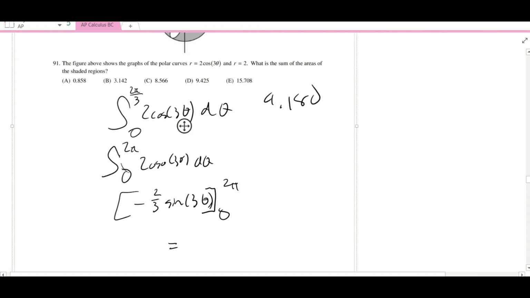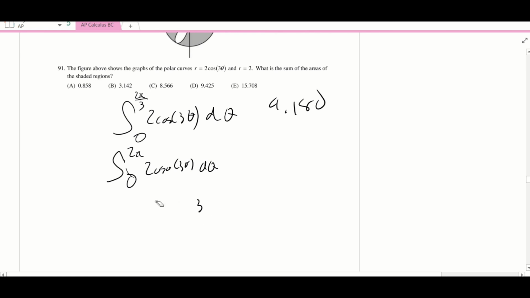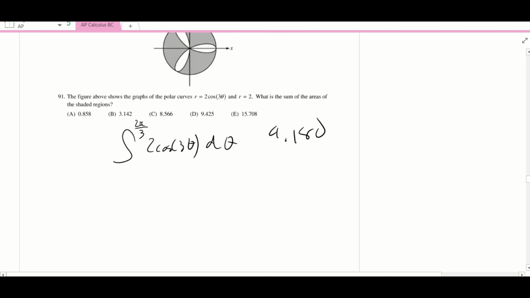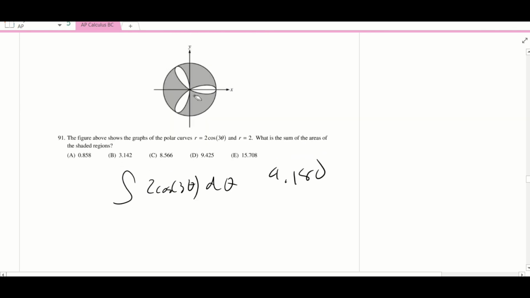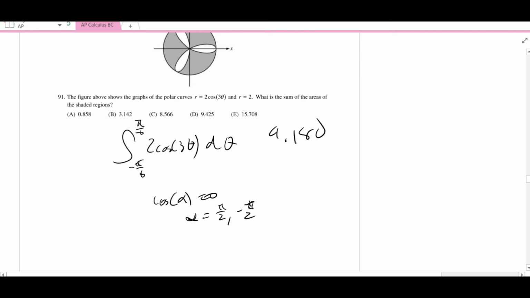Well, let me do it, sorry, I don't know why I did it that way. Again, previously I said that it was from negative pi over 6 to pi over 6, right? Because cosine alpha is 0 when alpha is equal to pi over 2 or negative pi over 2. Sorry about that. I'm not doing math that well today. I'm sorry. And so theta has to be between negative pi over 6 and pi over 6.